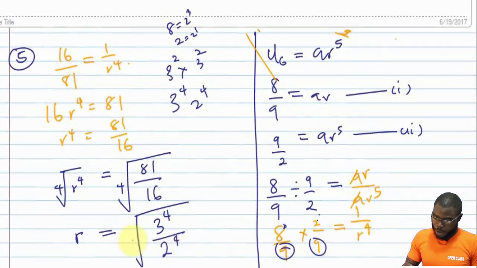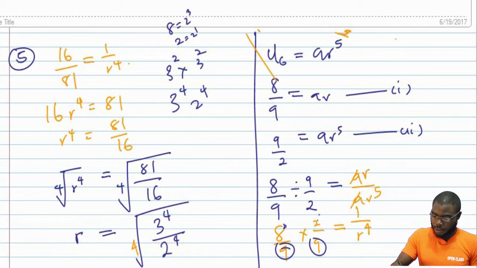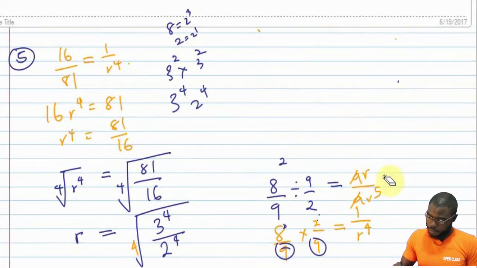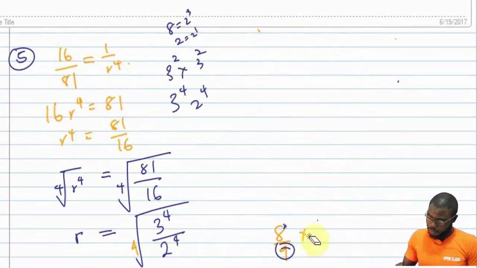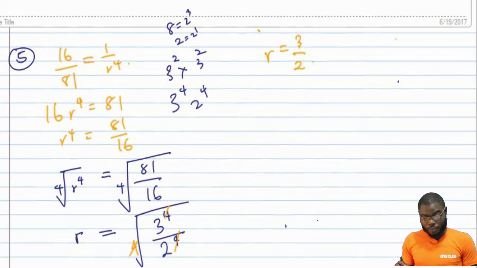All with a root of what? Of 4. So this is the same thing as R equals, because this 4 will cancel this, then you have your R to be equal to what? 3 over 2. So the common ratio is 3 over 2. I just try to break it down so that you have a better understanding.